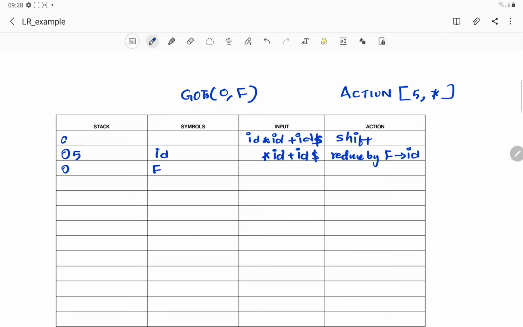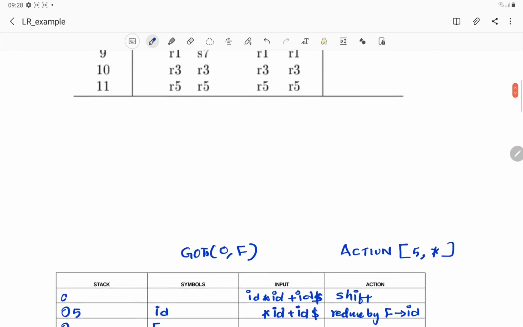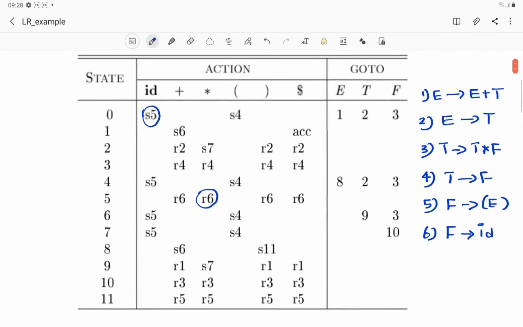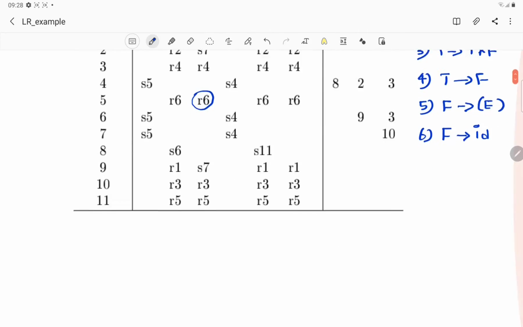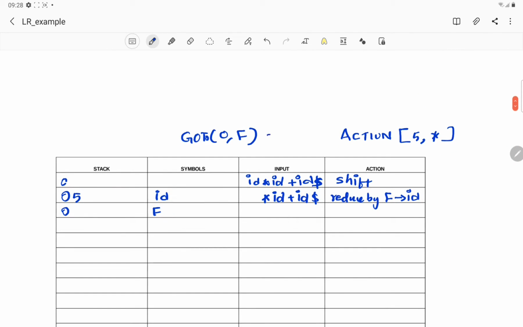Goto of 0 comma F. So what is the value of goto of 0 comma F? This is our goto table. So 0 comma F is 3. That 3 will be pushed here onto the stack, and there is no change in the next input symbol: id plus id dollar. Now the stack top state is 3 and the next input symbol is star.